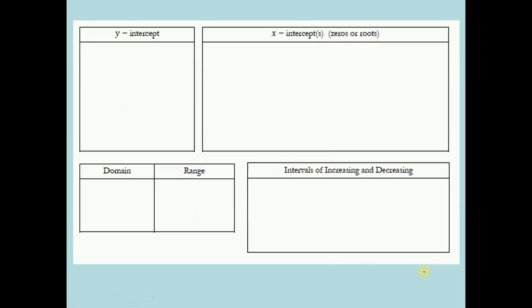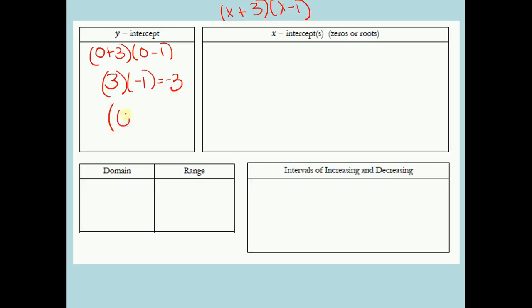Let's answer the rest. So y-intercept, let me pull up what we had for an equation again. So we had (x plus 3)(x minus 1). So I get 0 plus 3, 0 minus 1. So I got 3 times -1, which is -3. So it looks like I have (0, -3) for a y-intercept. So that's where I would cross on the y-axis.